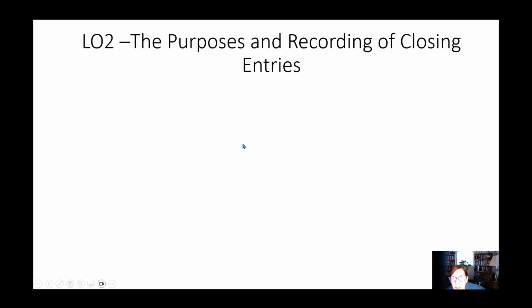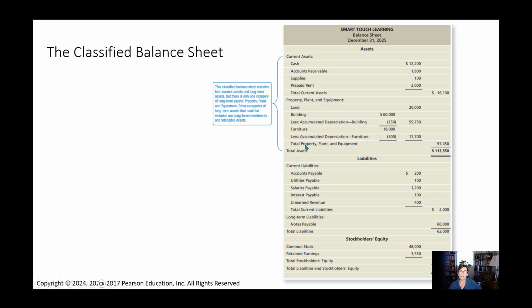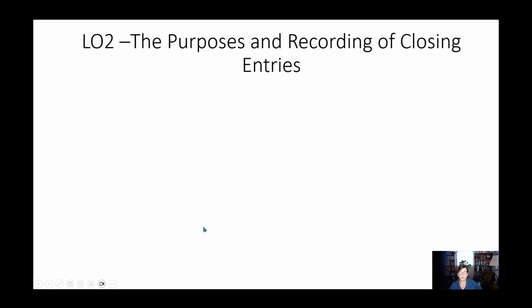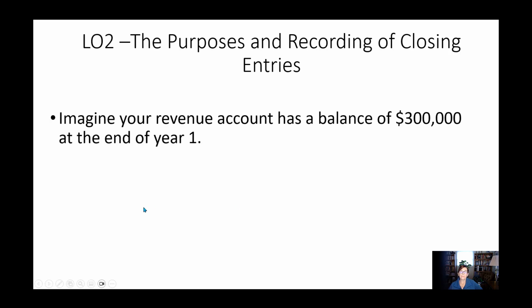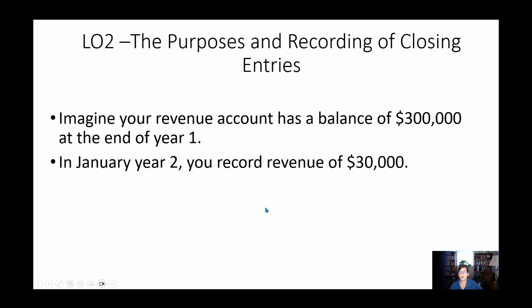All right, next up, we're going to take a look at closing entries. So we're at the end of the period. We used our adjusted trial balance to prepare all of our financial statements. And now we're going to look at what the next step is in this process, which is closing entries. All right, imagine that your revenue account has a balance of $300,000 at the end of year one. In January of year two, you record revenue of $30,000.